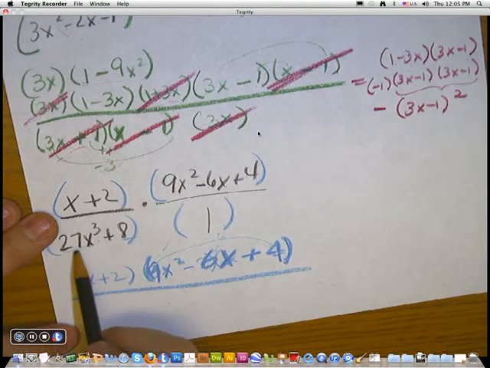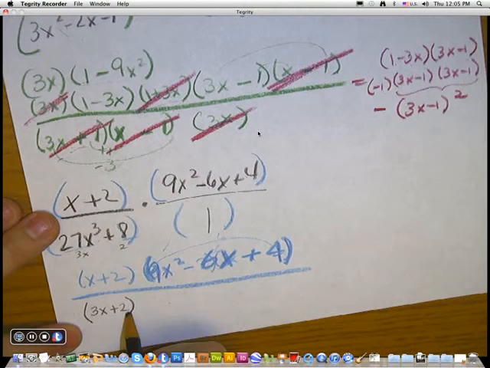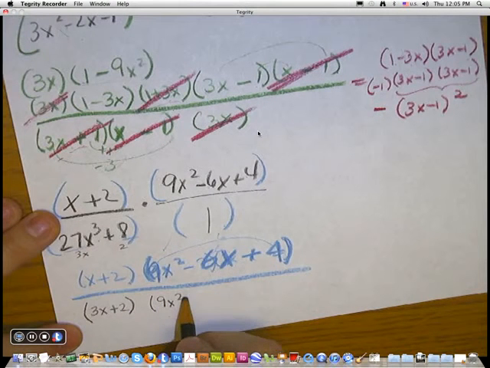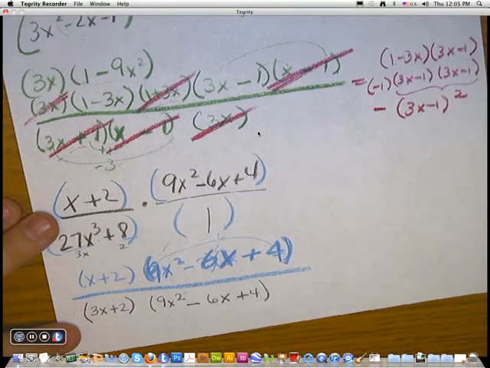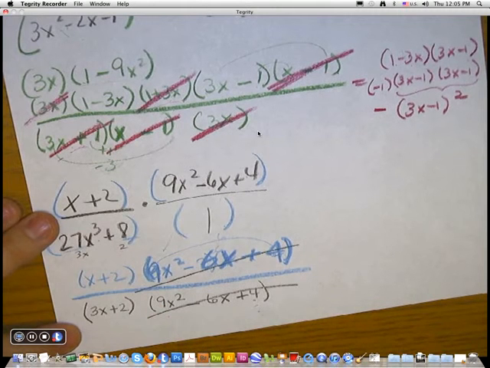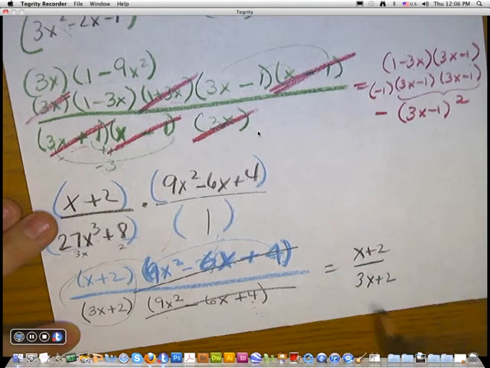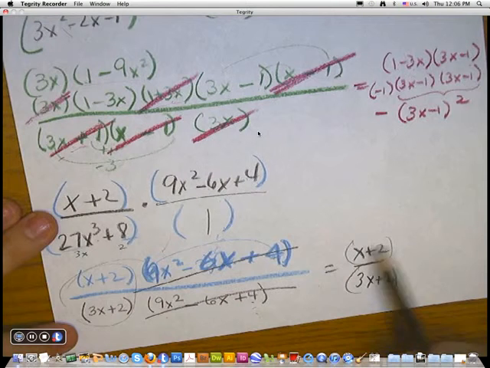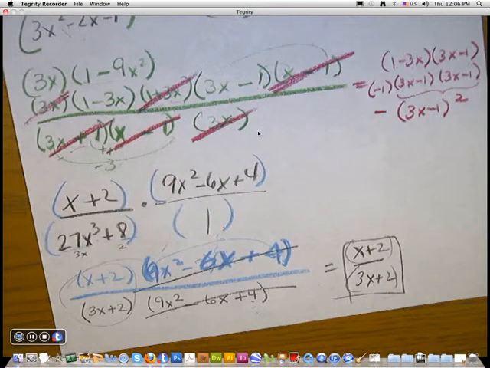27x cubed is made of 3x and 8 is made of a 2. So the rule says one of each, same sign. Square the first, opposite sign, multiply the pieces, square the last. And when that happens, look, very nice. Same parentheses. Cha-ching, cha-ching. Left standing, x plus 2 and 3x plus 2. These are all or none, and since they're not the same, it is none. This is your final answer, x plus 2 over 3x plus 2.